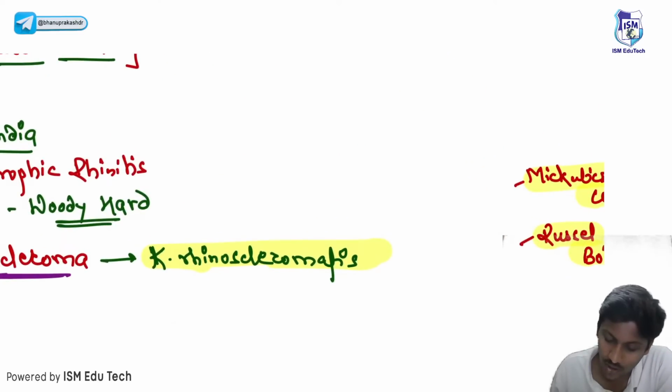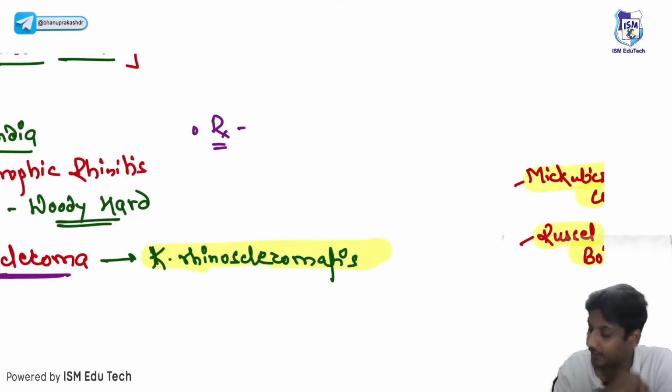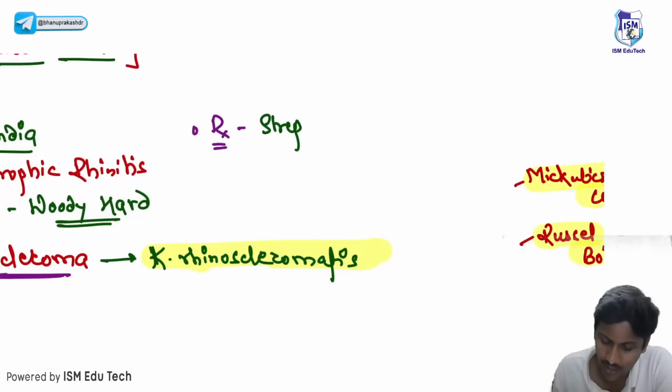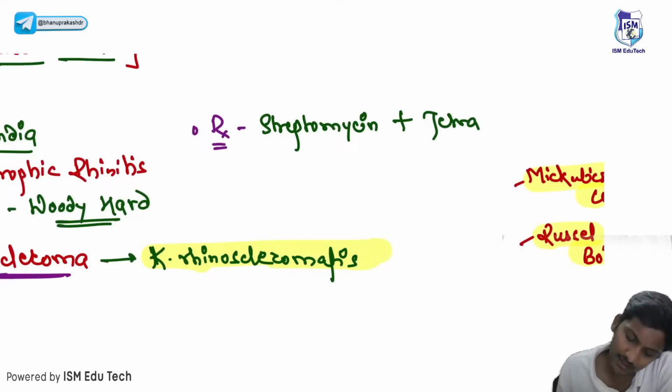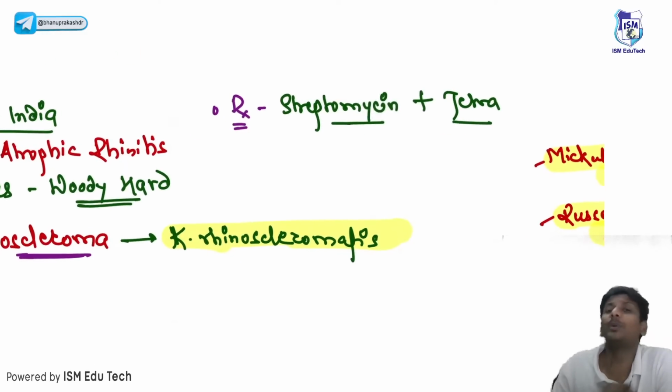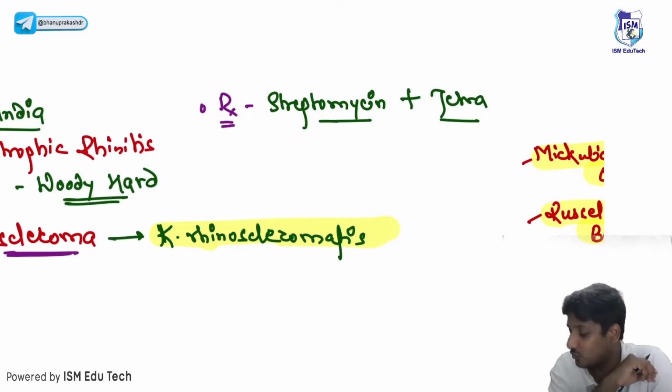Very good. If I talk about the treatment of choice in this patient, definitely as it is a bacterial infection, I'll give antibiotics to the patient, and definitely streptomycin should be given. Along with that, we need to give tetracycline. So streptomycin and tetracycline is the combination which is used to treat a case of rhinoscleroma.